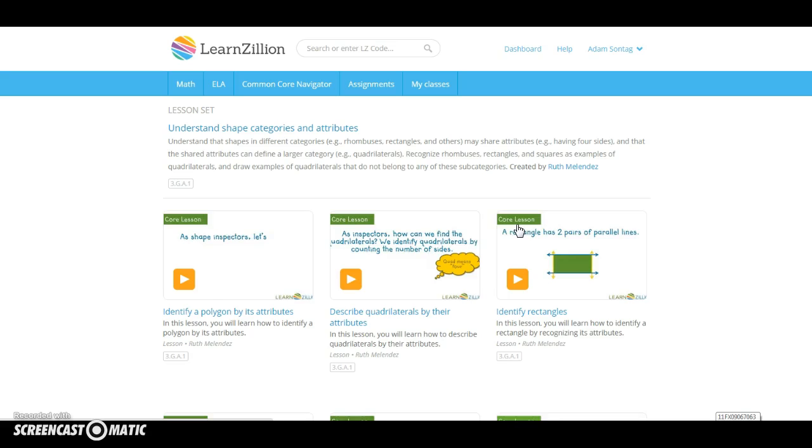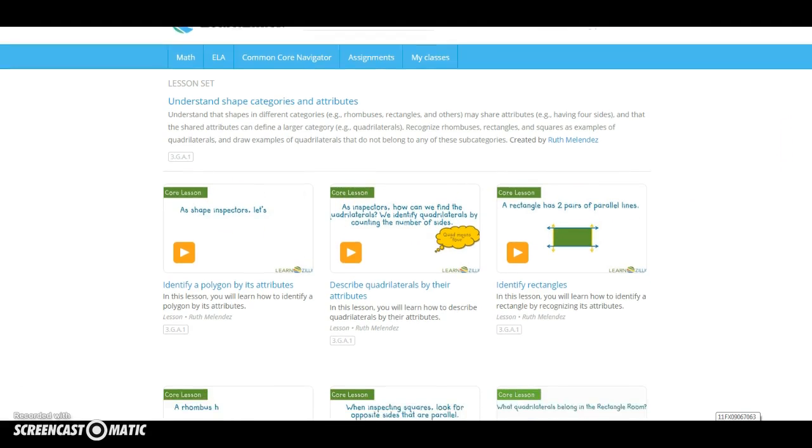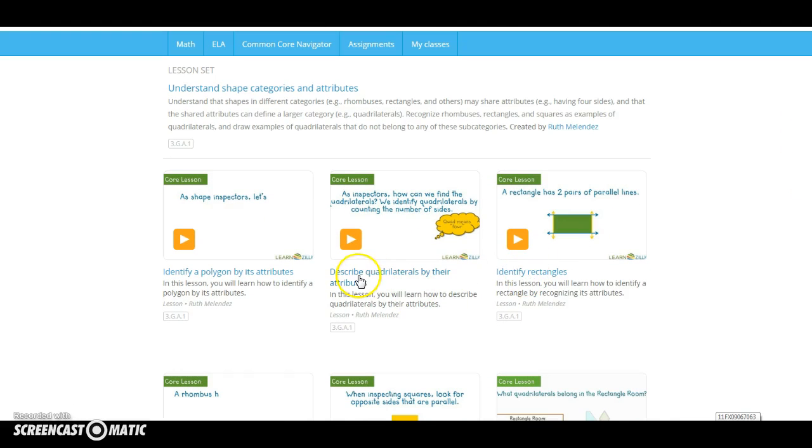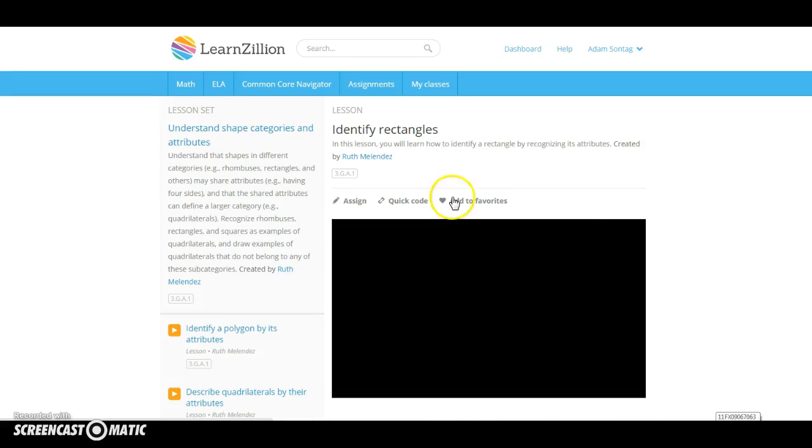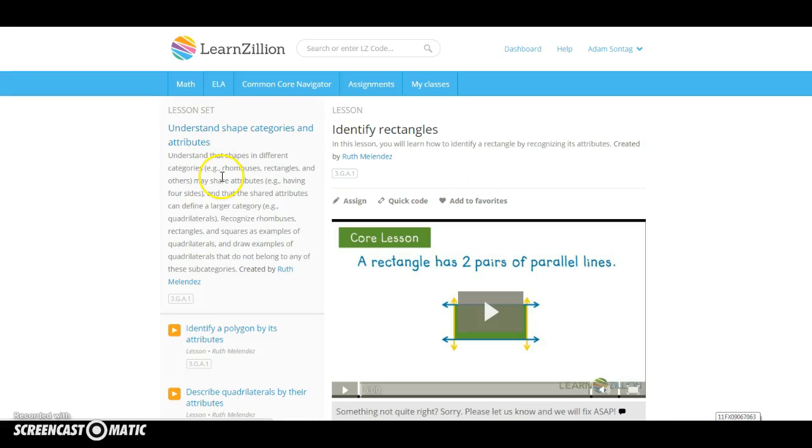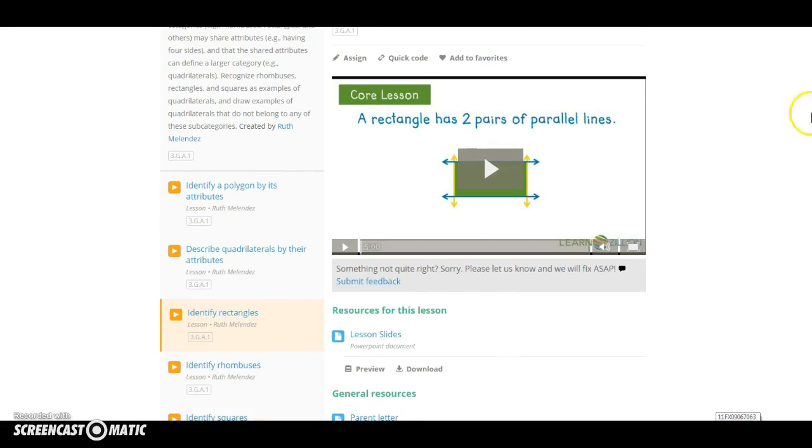So we'll click on this one. And then we have videos and different lessons to choose from: identifying rectangles, describing quadrilaterals by their attributes, identifying a polygon by its attributes. So we're going to do identifying rectangles. And then it takes you to the lesson set here. It gives you different options on the left to choose from, where you can go back to these different lessons in the same standard.